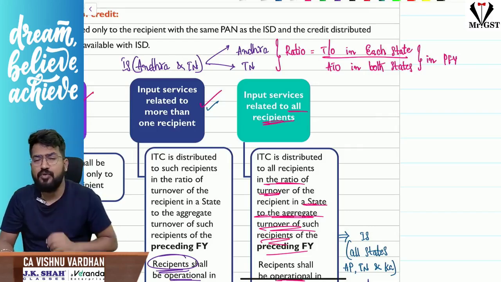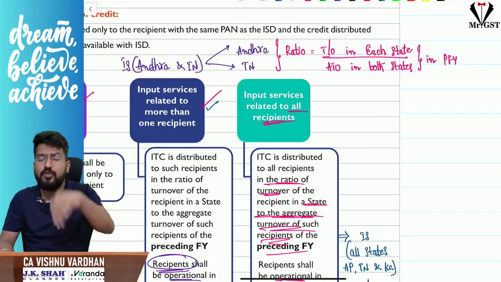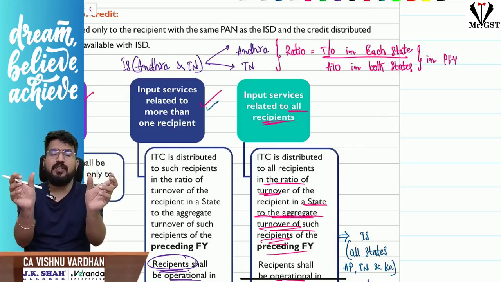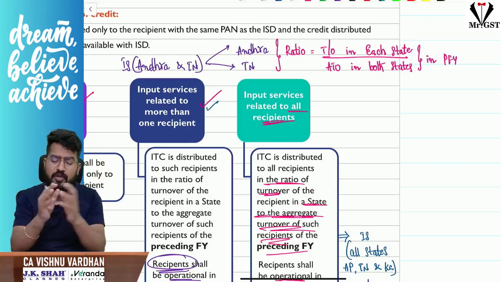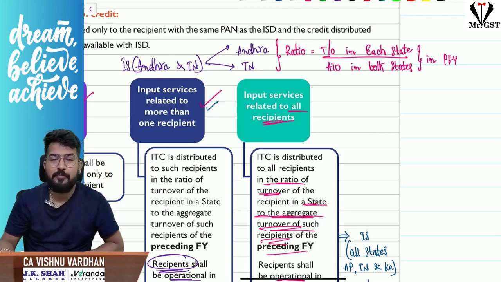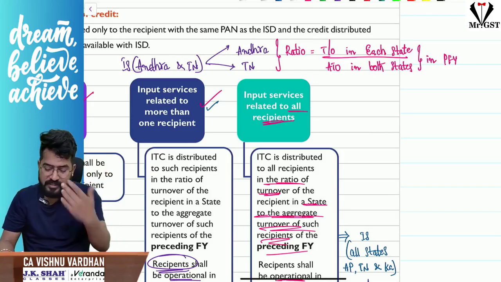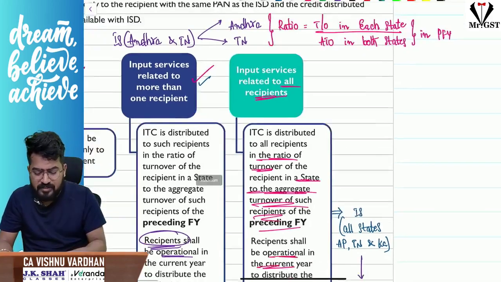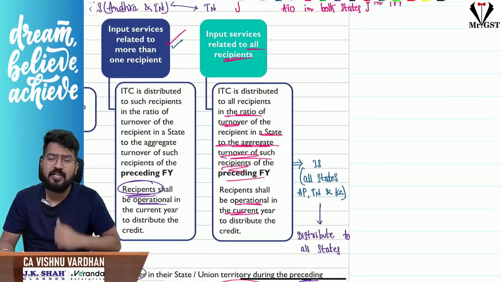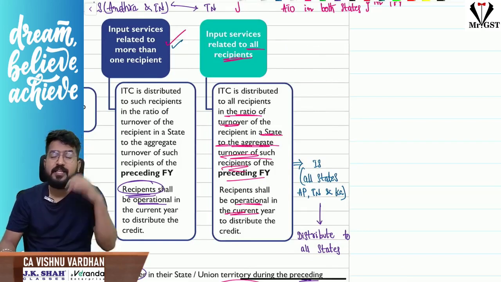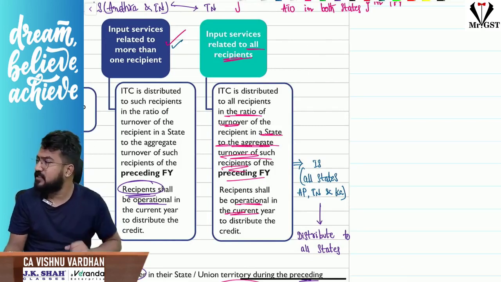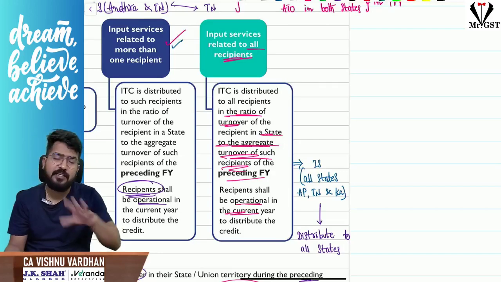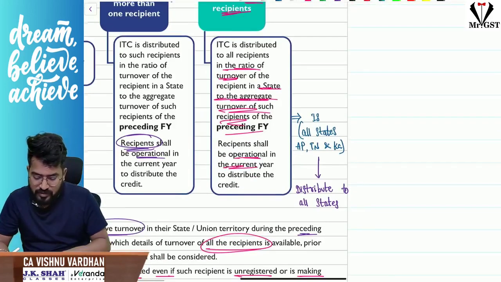Now, sir, how do you distribute that? In the ratio of the turnover in those states. So Andhra turnover and Tamil Nadu turnover, in what ratio are they? Let us assume here 2 crores, here 1 crore. In 2:1 ratio, we will split that input service credit, the credit whatever is related to that input. No, sir, input service related to all the recipients. Imagine we have all the branches in Andhra Pradesh, Tamil Nadu, Karnataka, correct? This input service we are receiving is related to all the three branches. In such cases, sir, this will be distributed to all the three branches in the ratio of their turnover. So that is the concept.